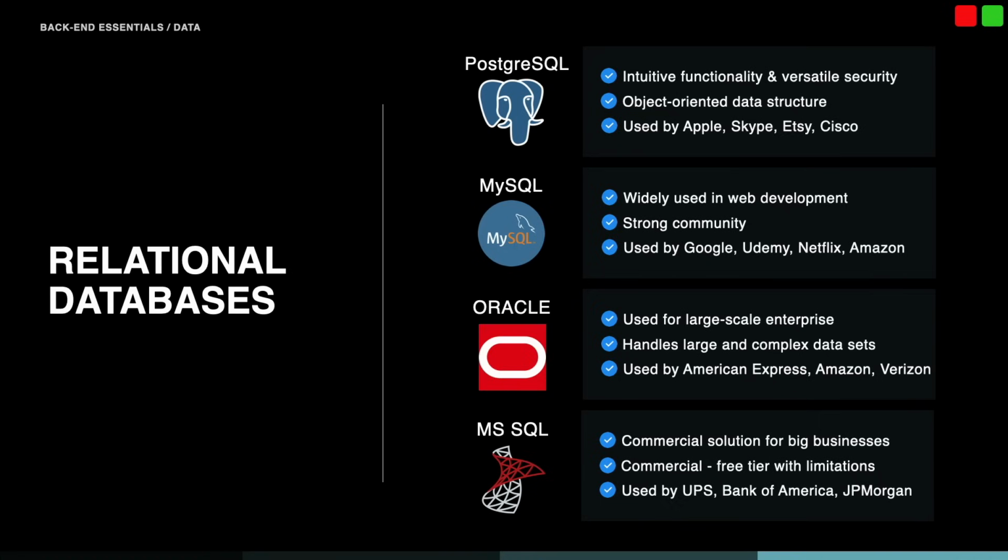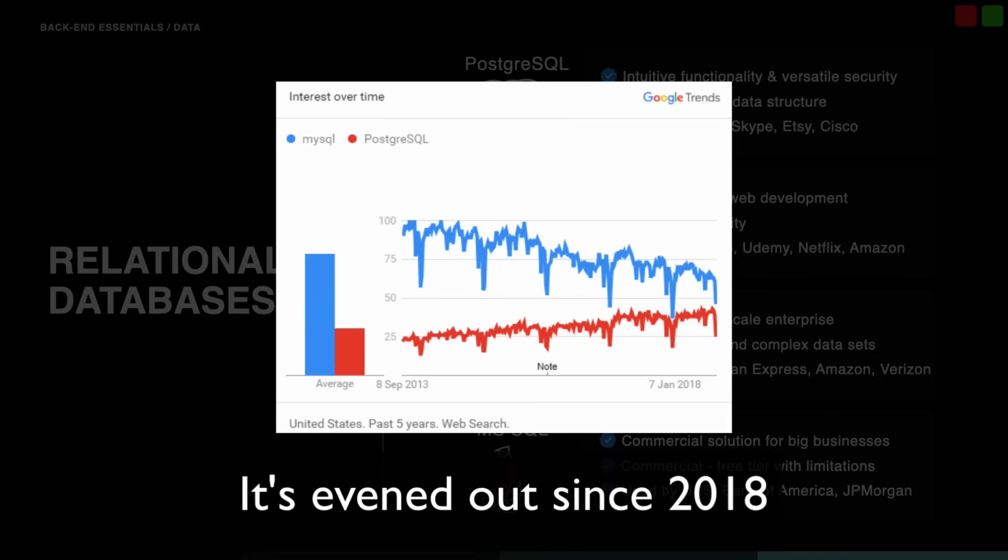So Postgres, or PostgreSQL, however you want to pronounce it, is a relational database that has intuitive functionality and versatile security. It's also known as an object-oriented database. This makes it easy to work with complex data models and relationships, and it provides a more intuitive way to interact with the database. So when I started web development, everyone was using MySQL. However, in the past few years, Postgres has really come up in popularity. So it's really popular for startups, and it's used by companies like Apple, Skype, Etsy, and Cisco.